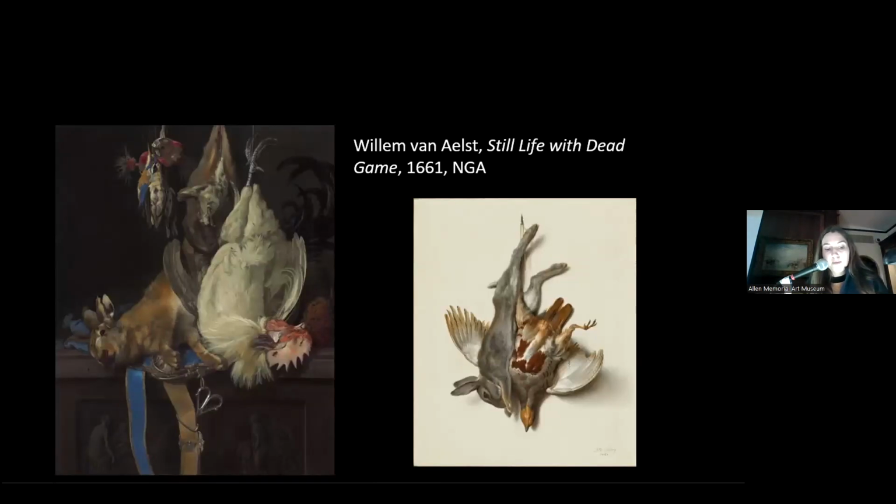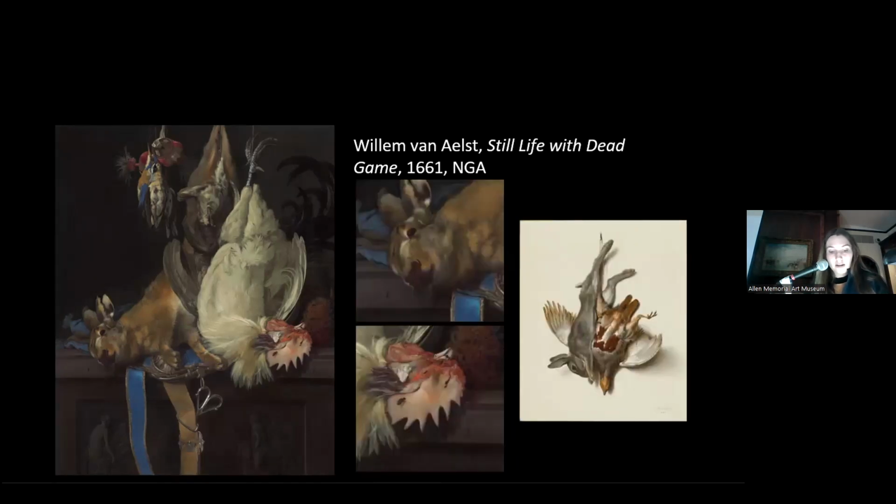with Dead Game by William Van Elst shows the animals as a lot more dead looking. You can actually see that there is blood on the faces of the animals. You can see blood on the rabbit's nose and on the chicken, and also a fly on the chicken.